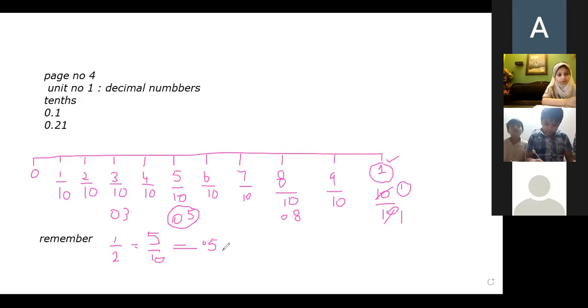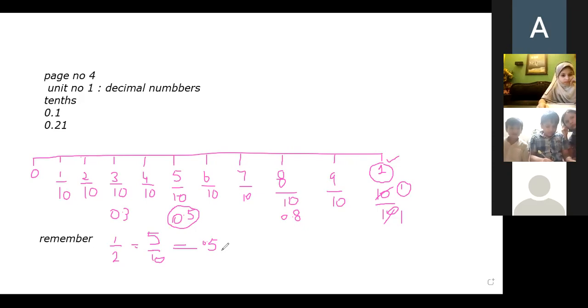Look in your books on page number 4. You can see a yellow box at the top of your book, in the last line. In the box they write remember. They're saying here, remember 1 by 2 is equal to 5 by 10, and we know in a decimal 5 by 10 is equal to 0.5. And the next one is 1 by 5 is equal to 2 by 10, and 2 by 10 is 0.2.